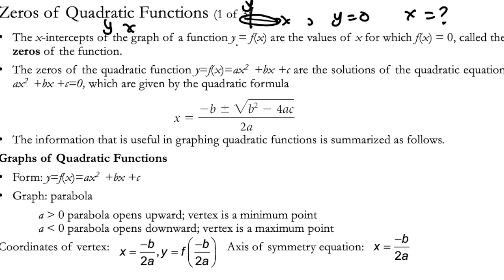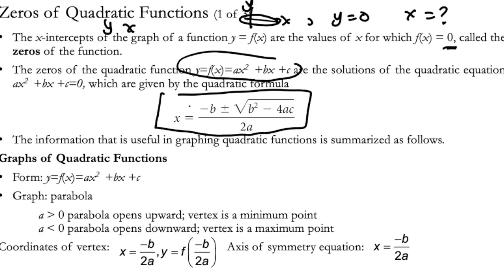All right. The x-intercepts or the horizontal intercepts of the graph of the function y equals f(x) are actually the values of x for which y equals 0 or f(x) equals 0. That's why it's called the zeros of the function. So the zeros of the quadratic function are like this. If you want to find the value of x, you already know the quadratic formula. So this is how we find it, isn't it?